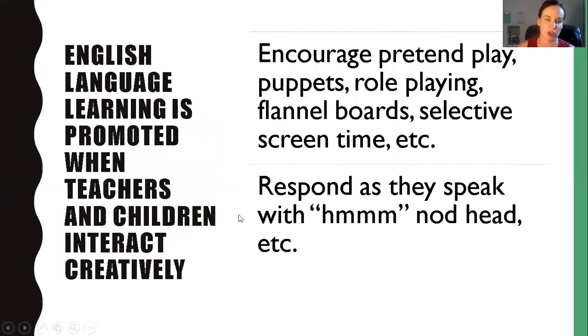So English language learning is promoted when teachers and children interact creatively. And this, once again, is much easier in early childhood education. As we grow older, our curriculum can become a little bit stifled. We have standards and Common Core curriculum and things like that. Not to say that there is not a creative place in formal education, but it is a little bit easier to do this with young children.